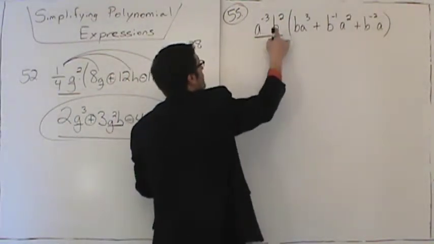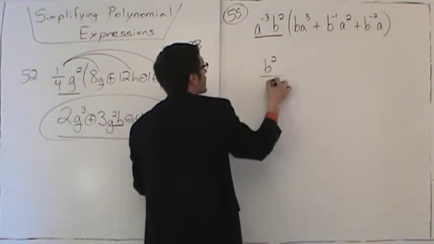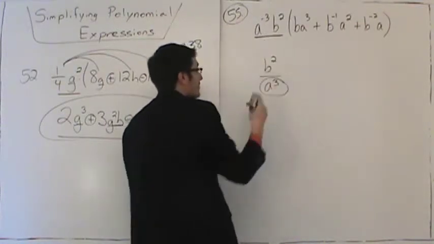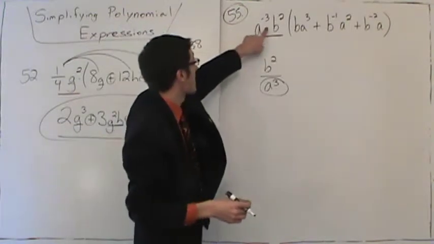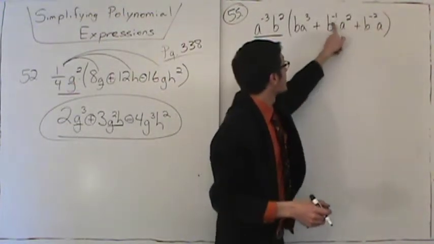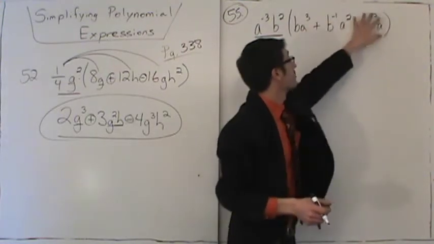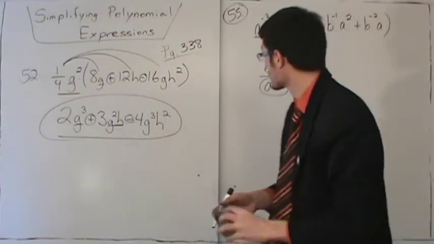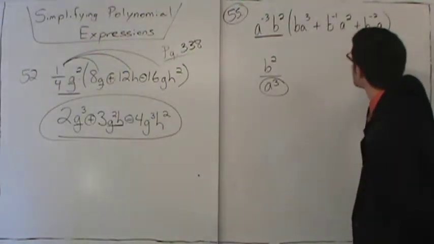This is what? a cubed moves to the bottom. This is b squared over what? a cubed. Do we have variables in the denominator? Yes. So this is a rational expression. Also looking here, do we have negative exponents? Yes, we have negative exponents. This is not a trinomial. This is a rational expression, since we have variables in the denominator.